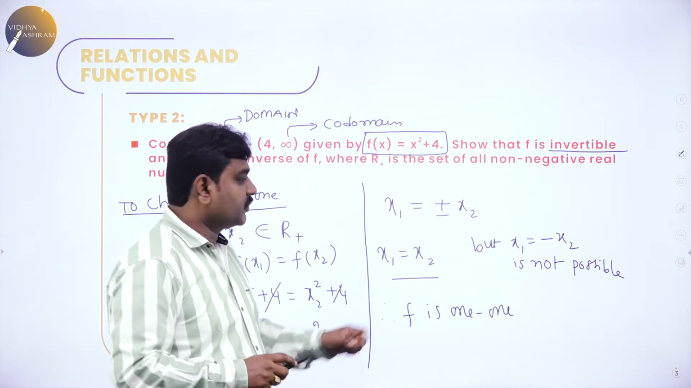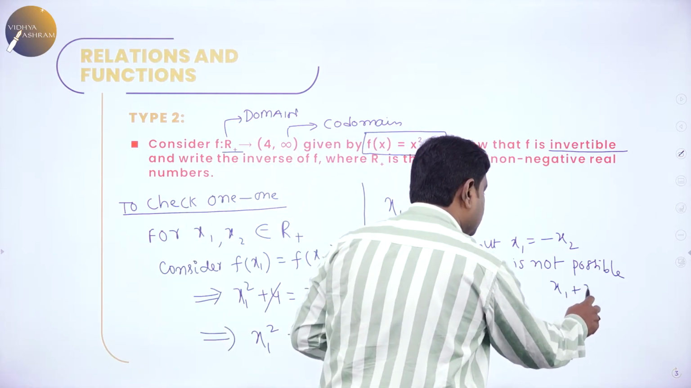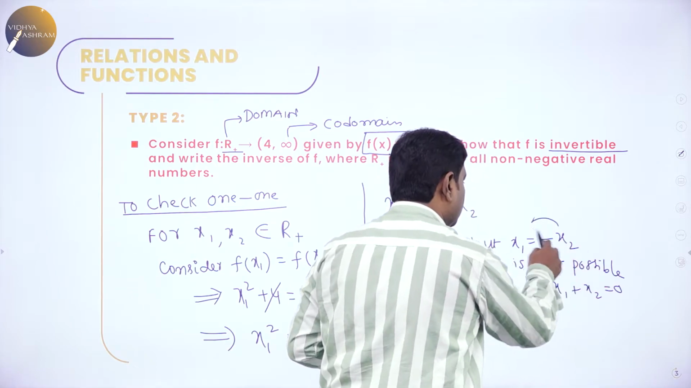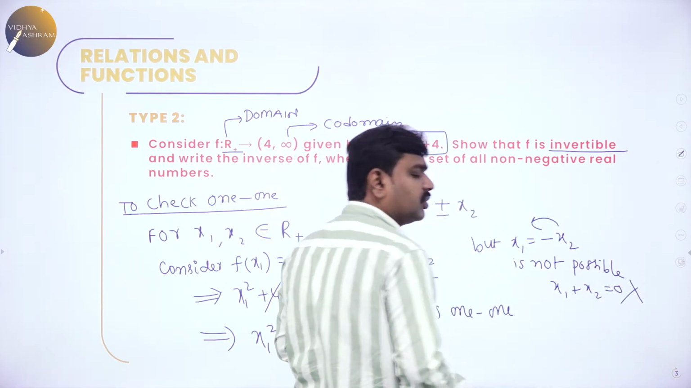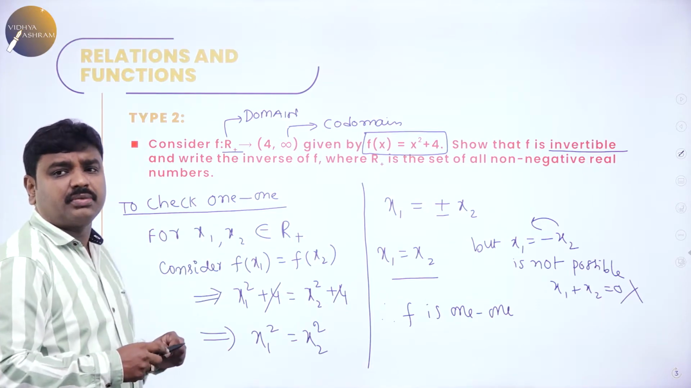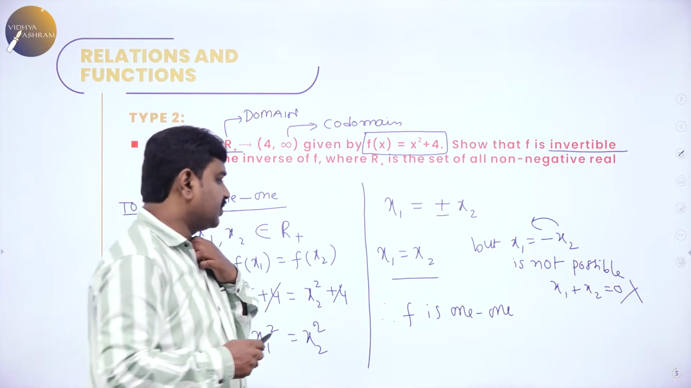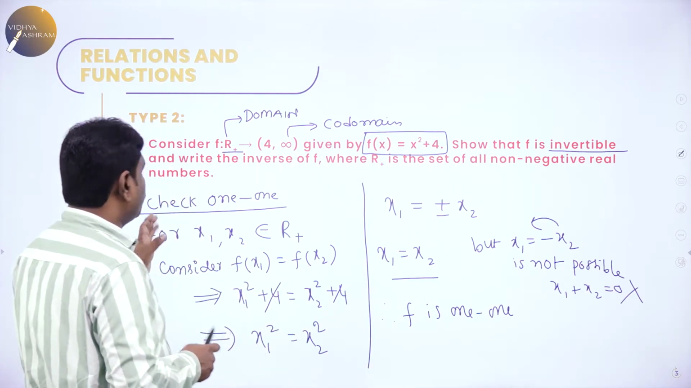Please understand, if I take x1 equal to minus x2, then if I rearrange, x1 plus x2 becomes 0 if you bring this to this side, which is not possible at all. Why is this not possible? Because these two are positive real numbers. When you add positive real numbers, we can't get 0. So that is the conclusion. So now we proved 1-1.